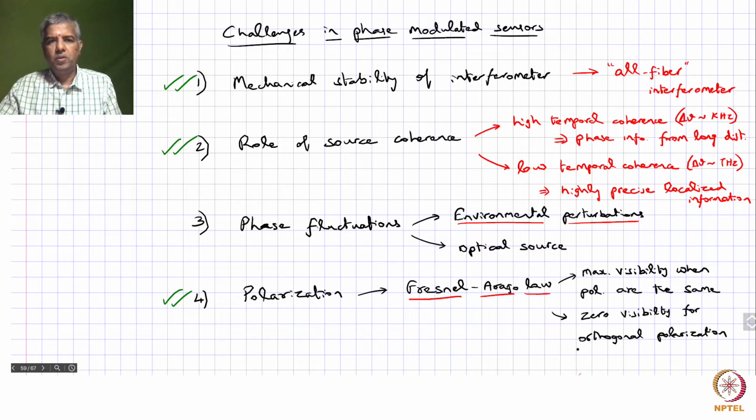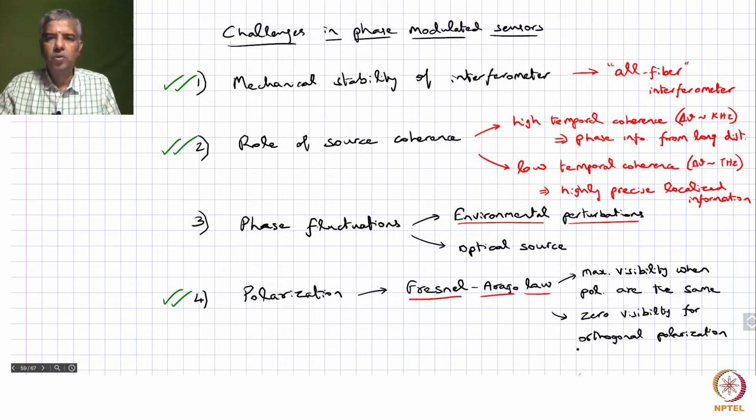Hello, we've been talking about challenges in phase modulated sensors, and we looked at various different challenges, and we've been also looking at how to possibly overcome them. Towards the end of the last lecture, we were talking about this specific challenge of phase fluctuations due to environmental perturbations. And one way we could potentially overcome that is by using a phase generated carrier technique, right?